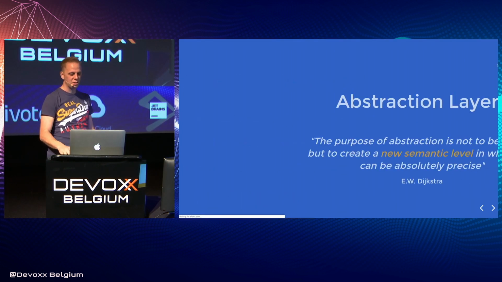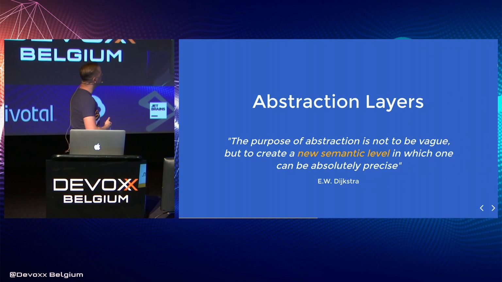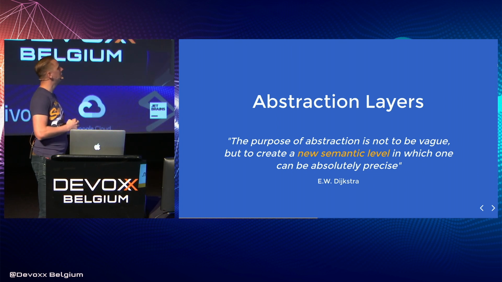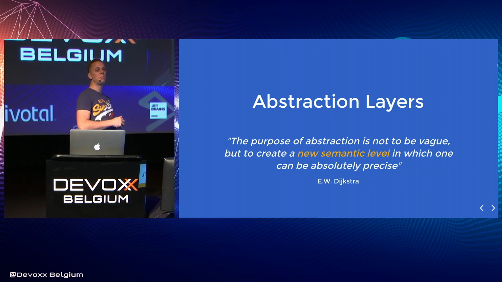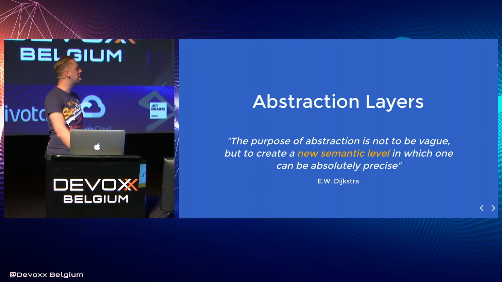So if this all is a bit vague, I have a good quote on that from Dijkstra. He was a Dutch scientist who created the Dijkstra algorithm for finding the shortest path in directed graphs. So he was quite a smart guy. And he said that the purpose of abstraction is not to be vague, but it's to create a new semantic level in which you can be absolutely precise. So if you don't understand what I'm saying, you're just not on my semantic level yet. Just get on my level.